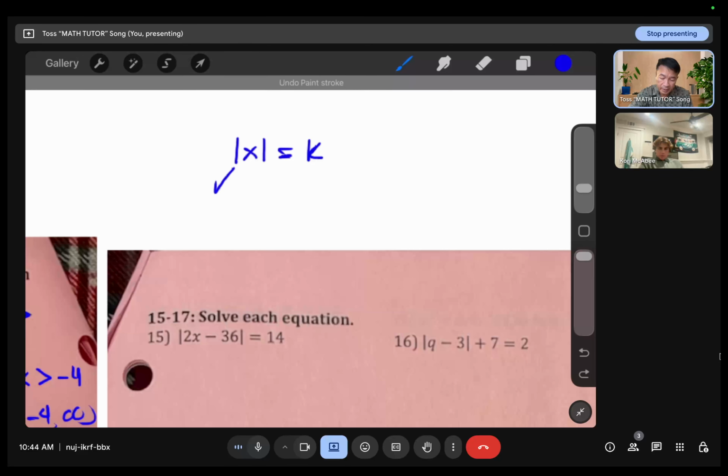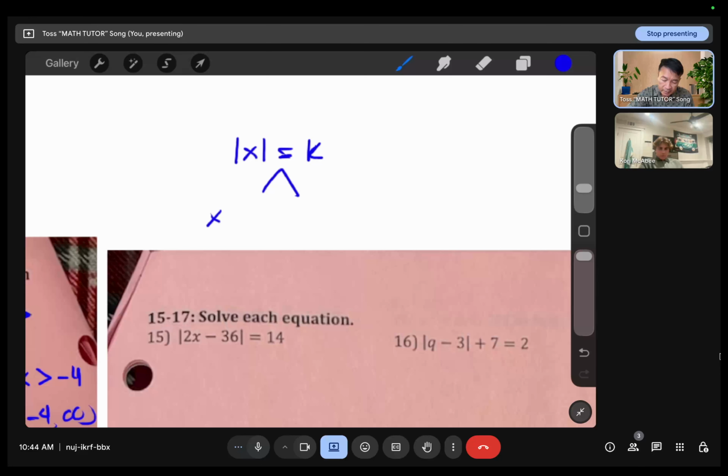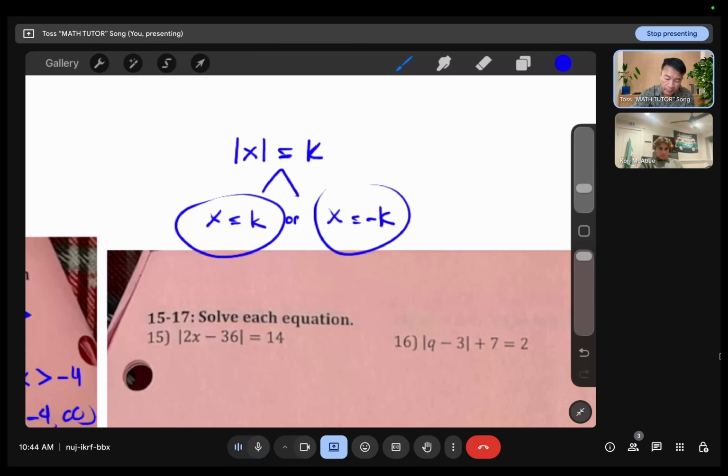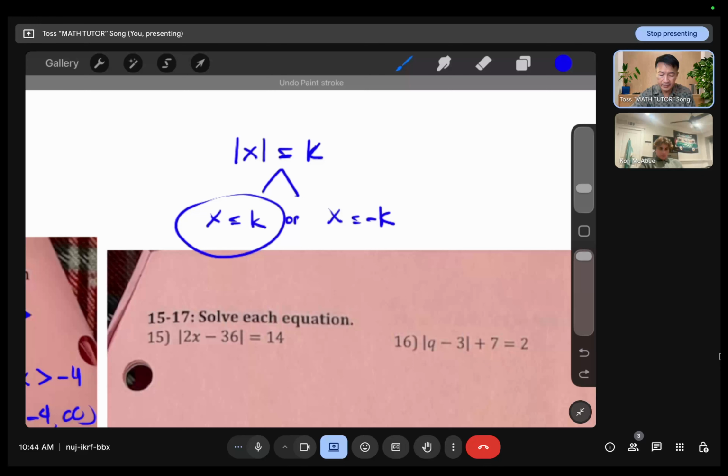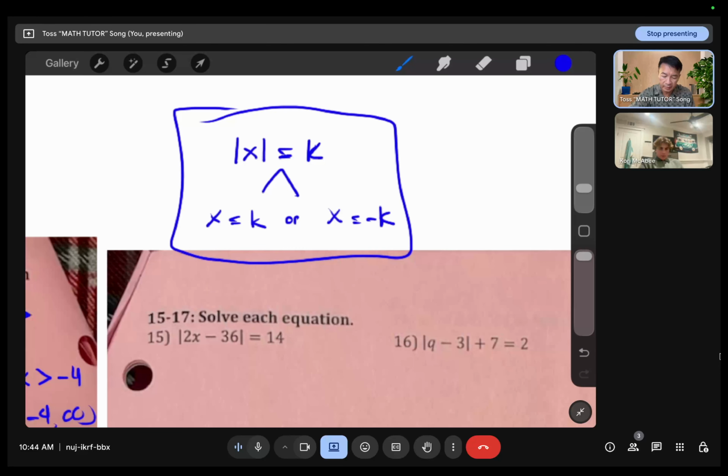You have to write two setups coming out of it. So it comes out like this. One is x equals k, and then the word or, then x equals negative k. So those are the rules coming from here, the property, or you can think of it. So they're all together here.